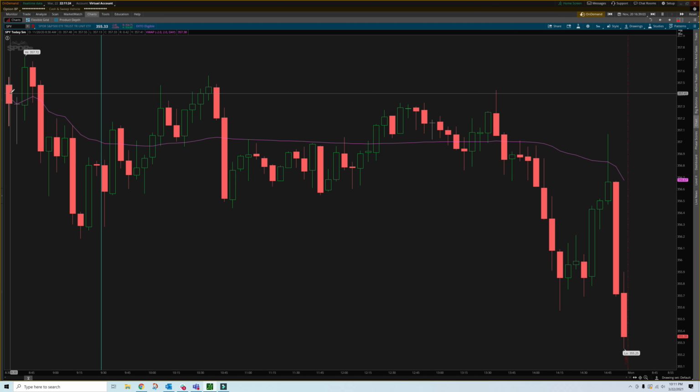This is what happens. I basically look for the high of the day and then the low of the day, and those are what's going to be called the major zones. So let's go step by step.